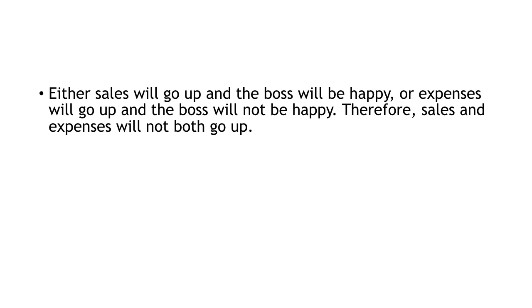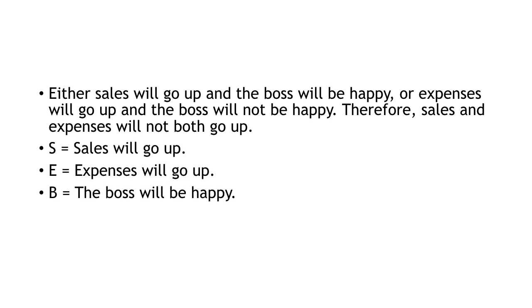All right, so let's go through the whole process. Again, I'm going to move a little faster in this one, just because we've already done this. But there's 3 different facts to talk about. Sales going up, expenses going up, and whether or not the boss is happy. So our first step is, we take these 3 facts. S equals sales will go up, E equals expenses will go up, B equals the boss will be happy. So we've got these 3.